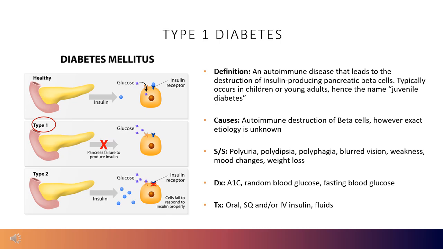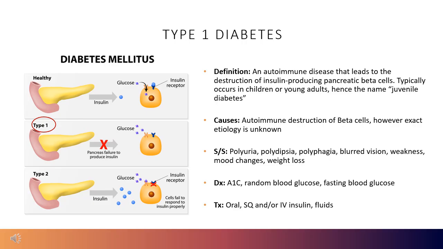Other symptoms can be blurred vision, weakness, mood changes, fatigue, all that stuff that we would typically see in a hyperglycemic patient. For us, we're going to diagnose via an A1C, fasting blood glucose, or possibly a random glucose. Once it's diagnosed, treatment focuses on replacing that insulin through injections, or a lot of times these people end up with an insulin pump, and then maintaining blood sugar levels throughout the day.